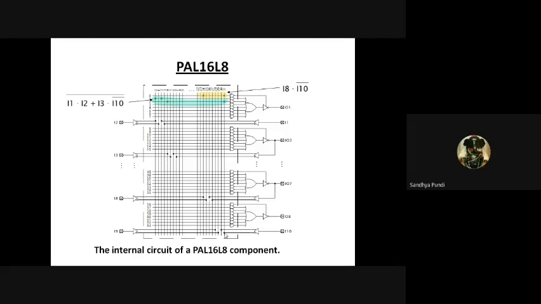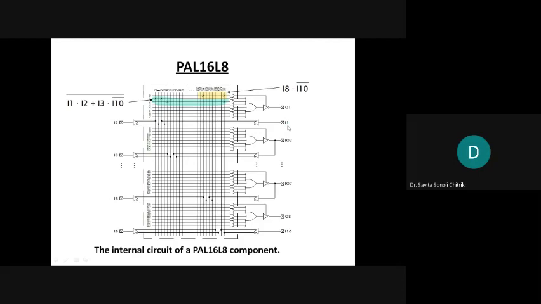Ma'am, horizontal 8 lines. Sorry. Horizontal 8 lines, ma'am. Vertical 10 lines. Where did vertical 10 lines come? 10 lines, ma'am. 16 inputs and 8 outputs are there. So see here, output 1, right? See there, not like that.